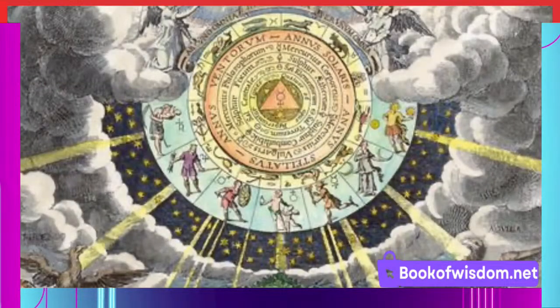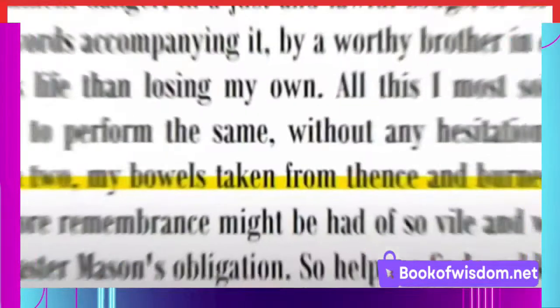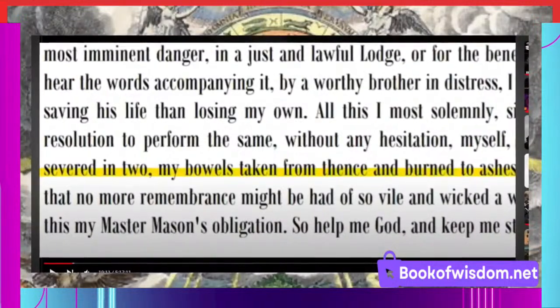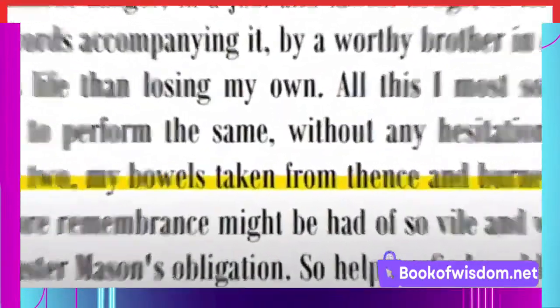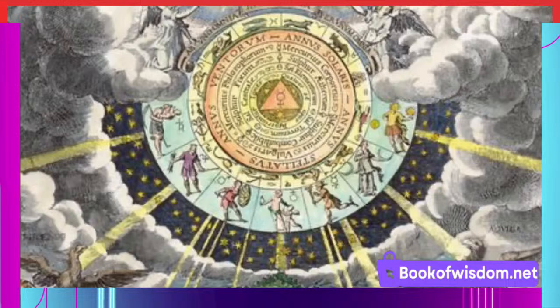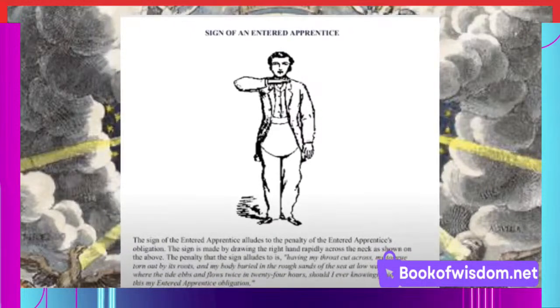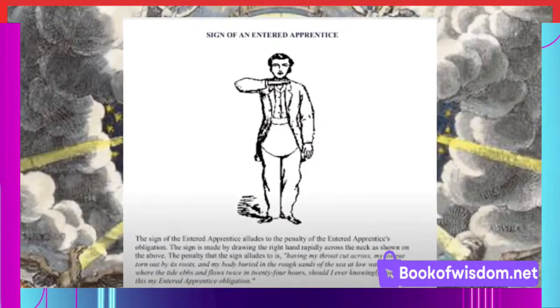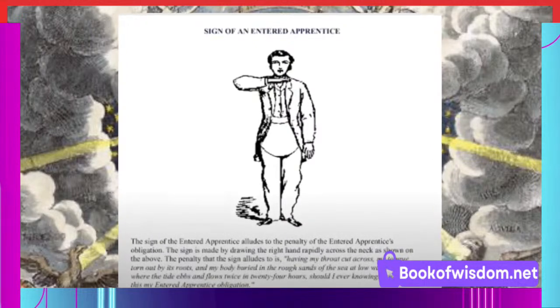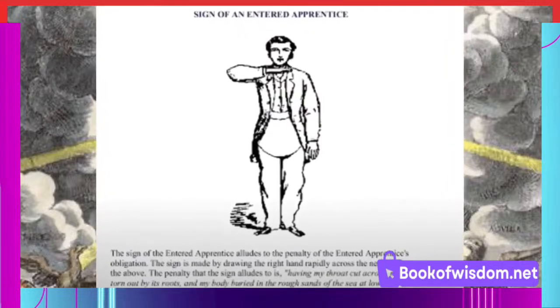Now, this is what happens when they break the oath, stated in this book, quote, myself severed in two, my bowels taken from thence, and burnt to ashes. So this states that Freemasonry comes first, before any law of the land. It has the right to kill you if you break your oath. This is the hand gesture they have to do every time they enter the ritual room inside the Masonic lodge. This is the cutthroat symbol, showing you and reminding you of the oath and what will happen if you break it.